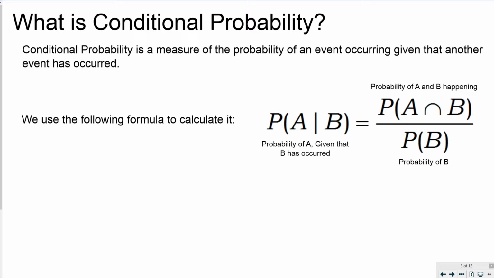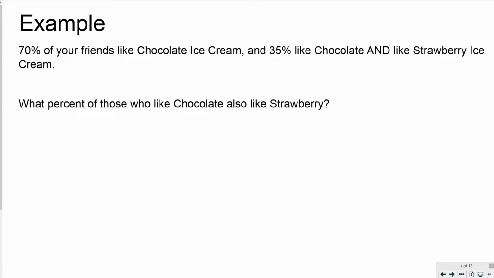What you're going to do is take the probability, usually expressed as a percent or a decimal, of A and B happening. The little upside down N looking thing is a symbol for intersection, meaning both happening, divided by the probability of B. An example of this is that 70% of your friends like chocolate ice cream, and 35% like chocolate and like strawberry ice cream.